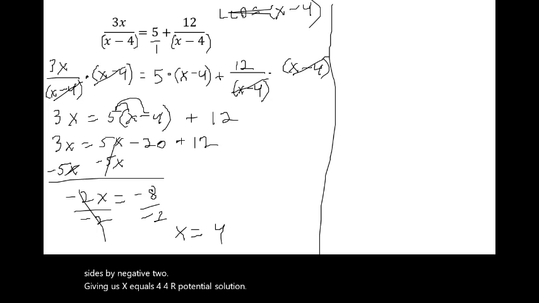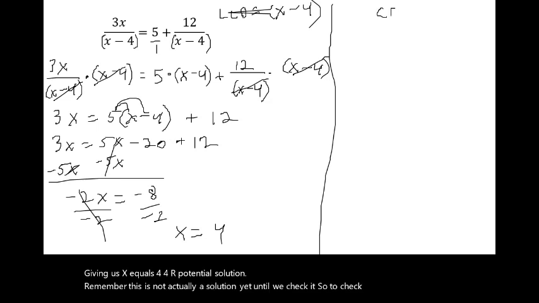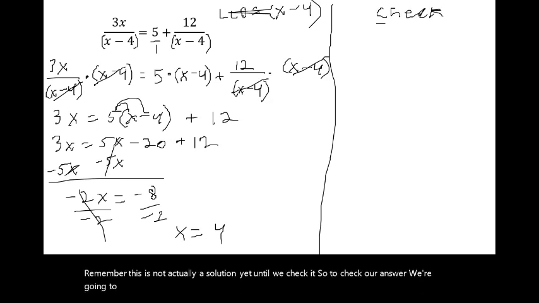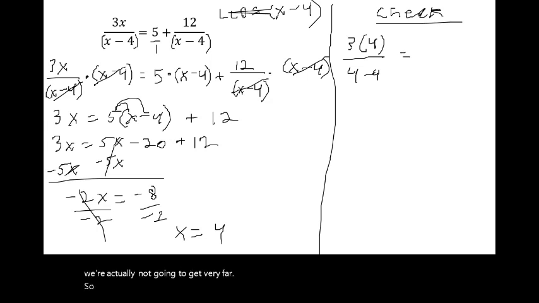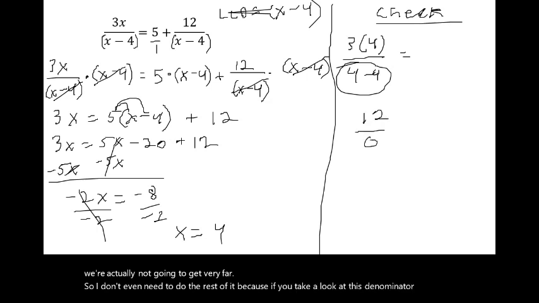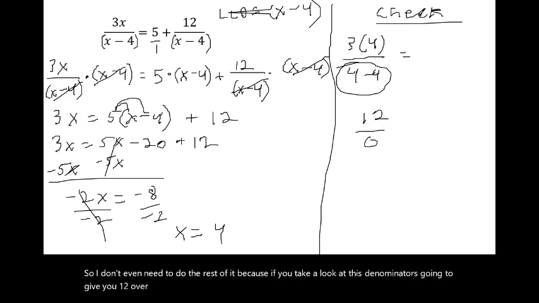Remember, this is not actually a solution yet until we check it. So to check our answer, we are going to plug 4 back into the original equation into every single spot that we see an x, and we're actually not going to get very far. I don't even need to do the rest of it, because if you take a look at this denominator, it is going to give you 12 over 0. Remember, you cannot divide by 0, so you cannot have 0 in the denominator. This is undefined.